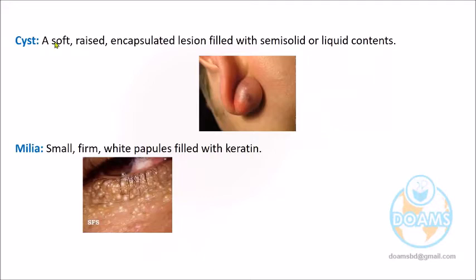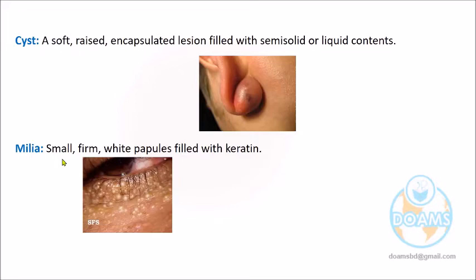Again, elevated lesion, but the elevated lesion contains this thing: soft, raised, encapsulated. It is elevated, but this is covered by epithelial layer. Encapsulated, filled with semi-solid or liquid content in the skin. It will be termed as cyst. So you know that cyst is available in many other organs inside. But here in the skin, this appearance is cystic.